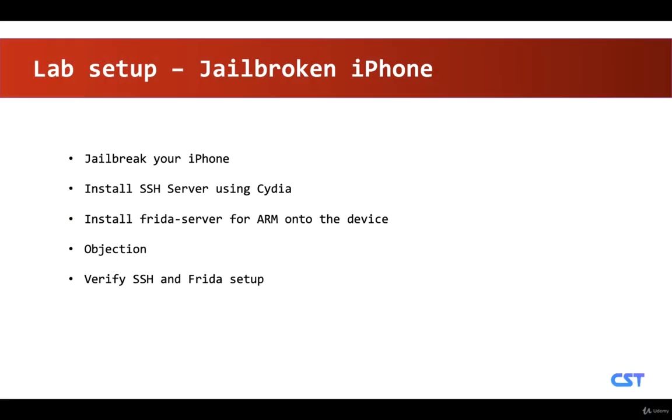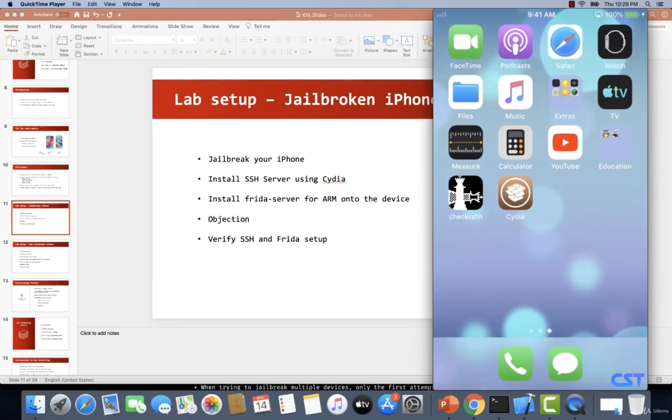And once after jailbreaking the iPhone, you will see an application called Cydia. Let me project the screen of my iPhone. Okay, so this is how the jailbroken iPhone looks like. You can see there is an application called Cydia. Cydia is something like App Store from where we can download tools that are useful for pen testing.